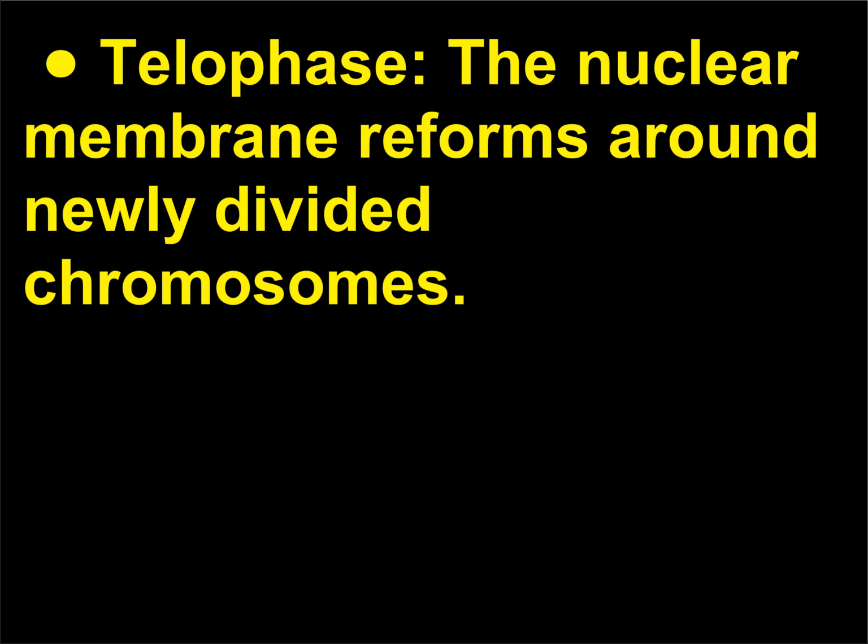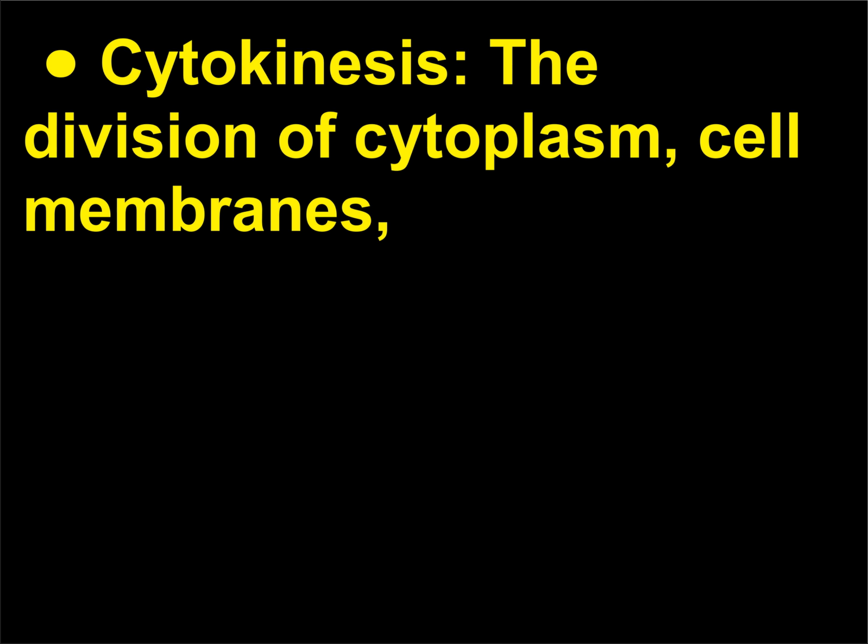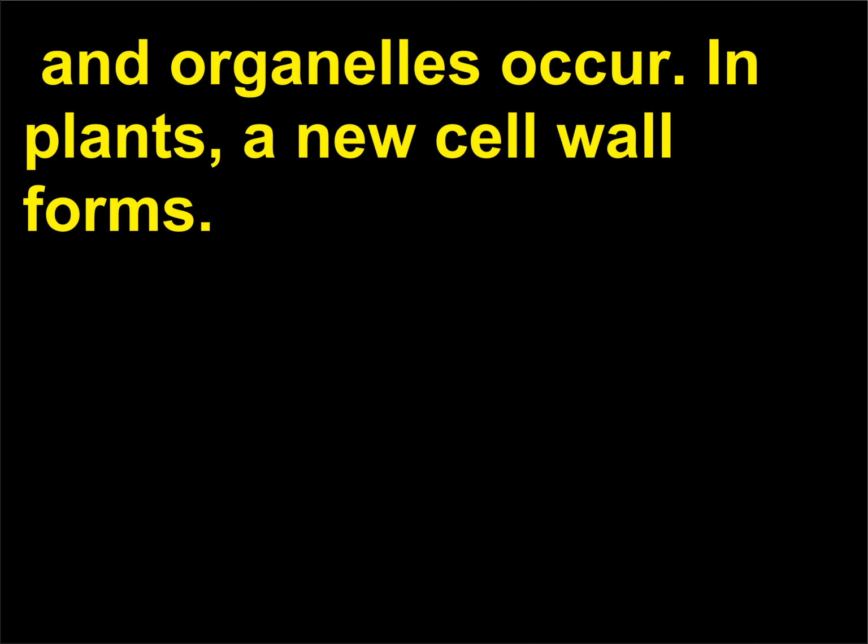Telophase: the nuclear membrane reforms around the newly divided chromosomes. Cytokinesis: the division of cytoplasm, cell membranes, and organelles occurs. In plants, a new cell wall forms.